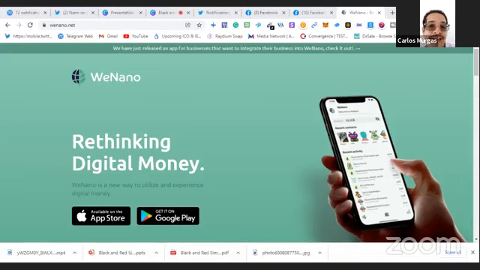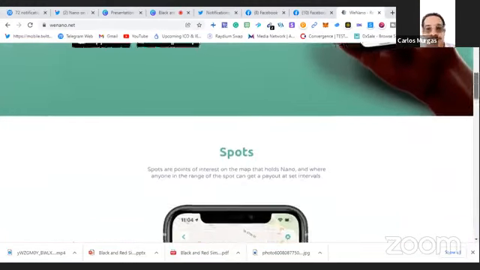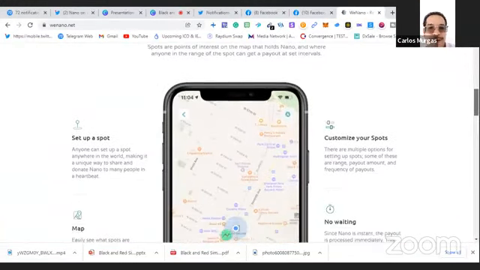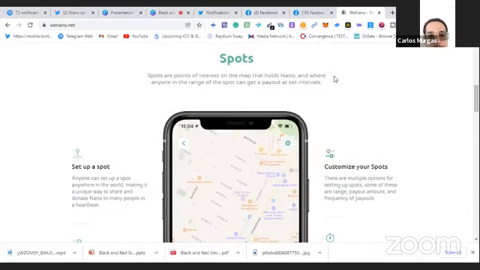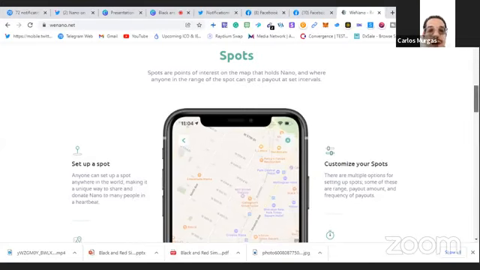We are now seeing the WeNano website. The logo, the slogan is "rethinking digital money." This is going by hand of Nano. So you need to set a spot. This tells us what the spots are.